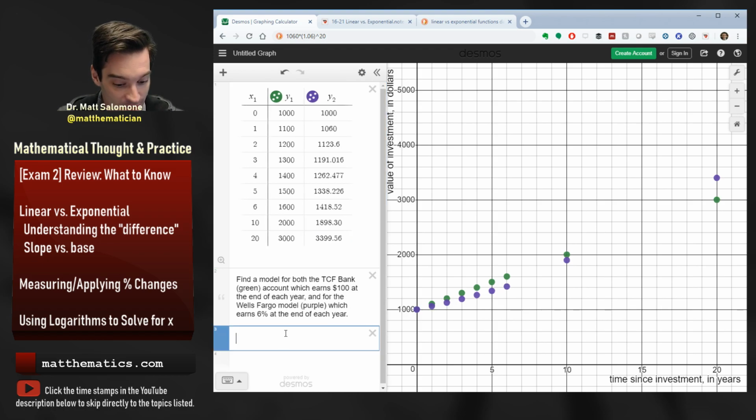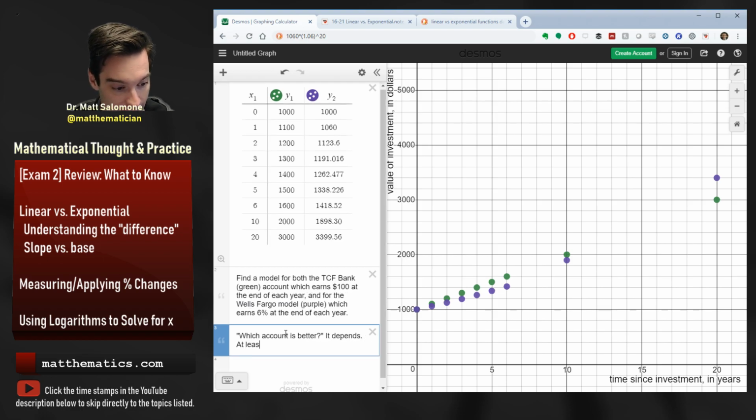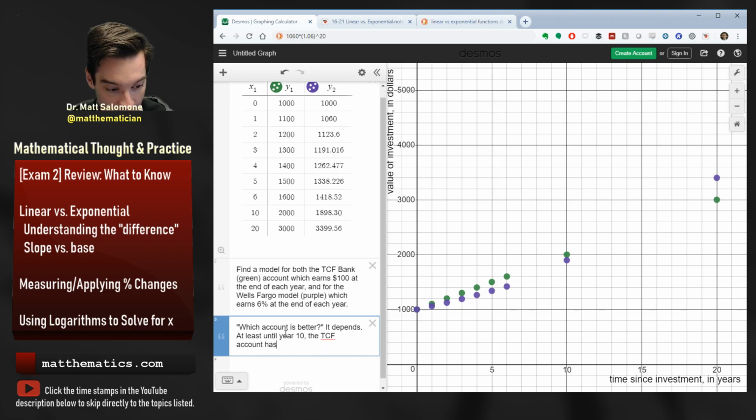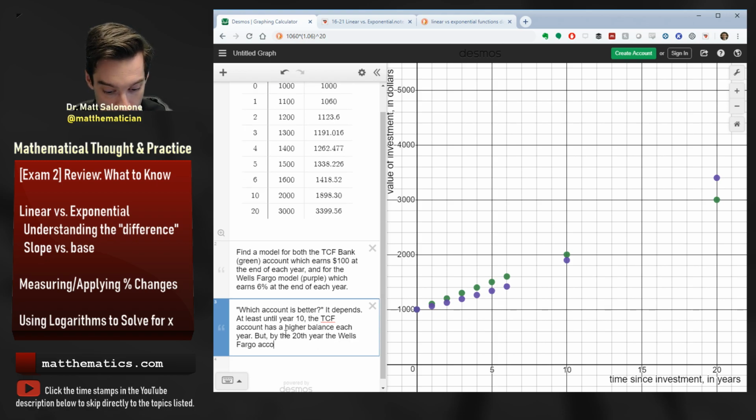So if the question is, which account is better? The answer is, it depends. It depends on how long you want to have that money in the account. At least until year 10, the TCF account has a higher balance each year. But by the 20th year, the Wells Fargo account has a higher balance.